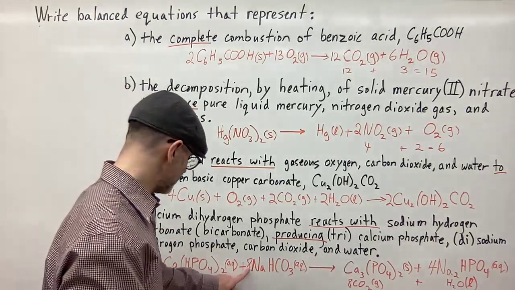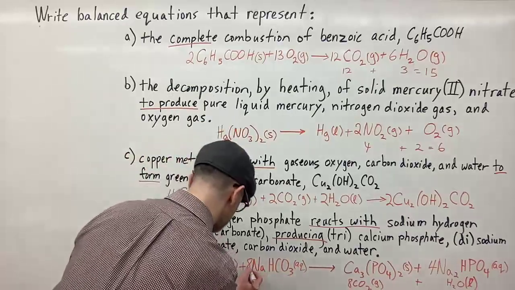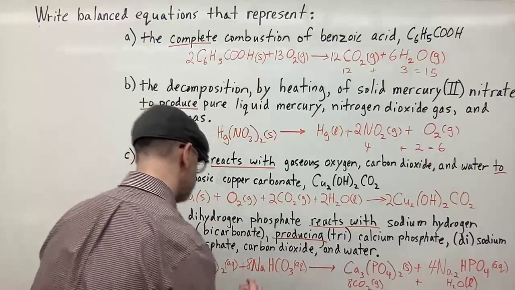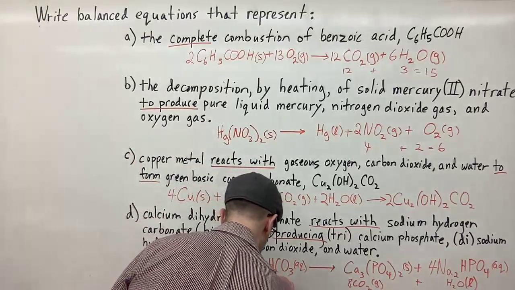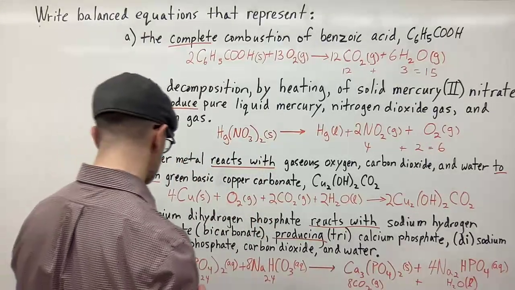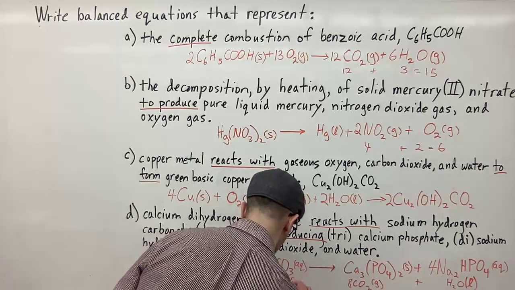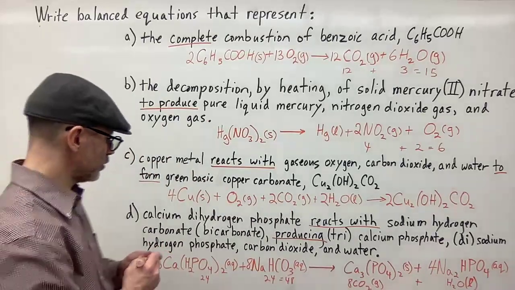Here I have 8 times 3. So 8 times 3 is 24. So I have another 24 oxygens there. So 24 plus 24 is 48. So I have a total of 48 oxygens on this side.